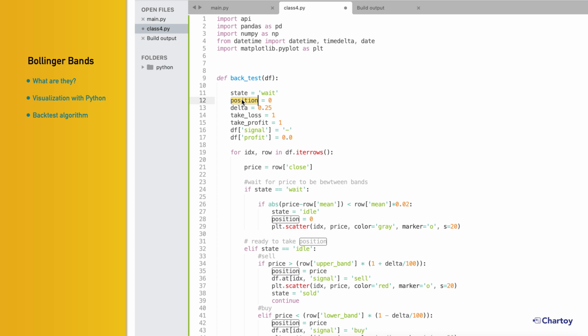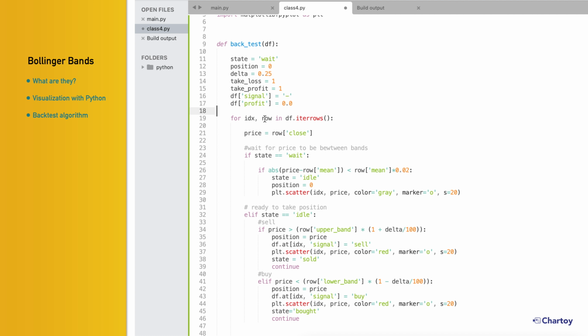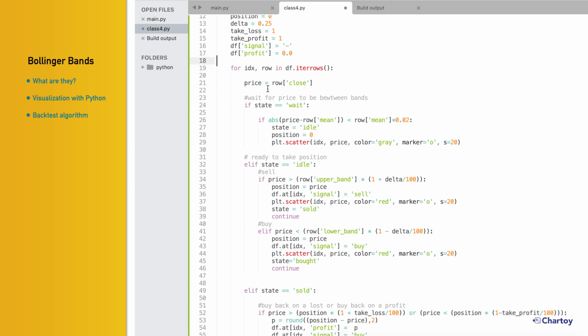And here we have the position, which holds the current position price that we took. Delta, we'll explain later what it is, but essentially it's when after we cross the band, we are going to take action, going to take a position. And this is in percentage, so 0 to 25%. When we are going to take loss or profit, this is 1%. The data frame in signal, this is the signal column where we are going to mark it with buy or sell signal, and the profit for each deal, for each position that we take.